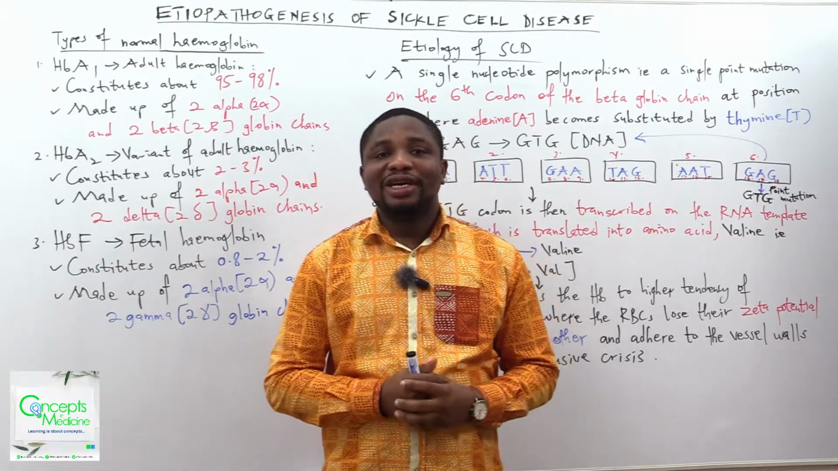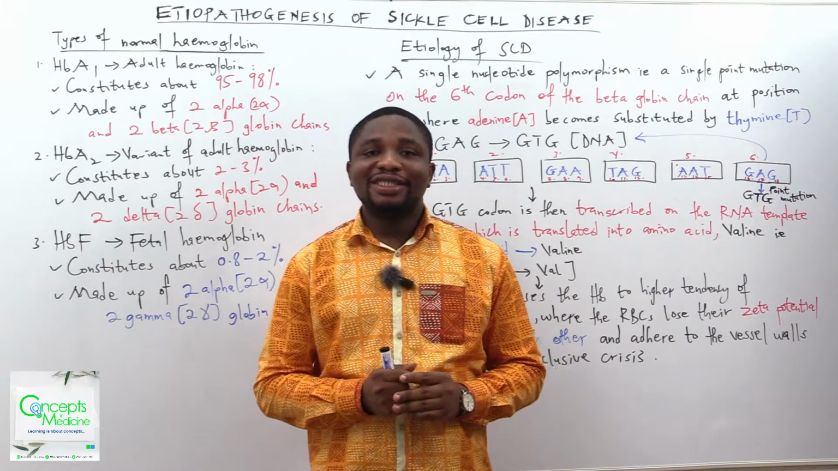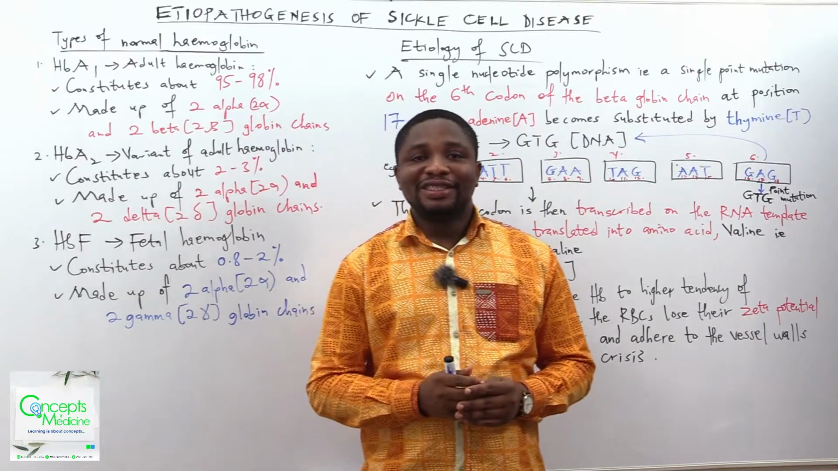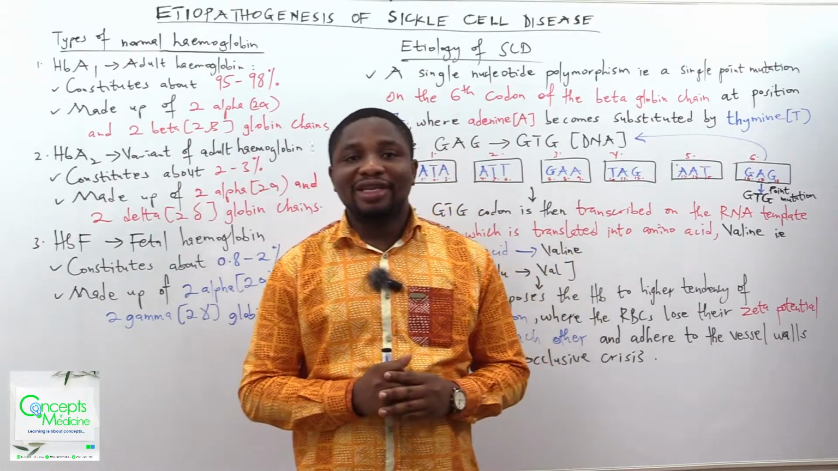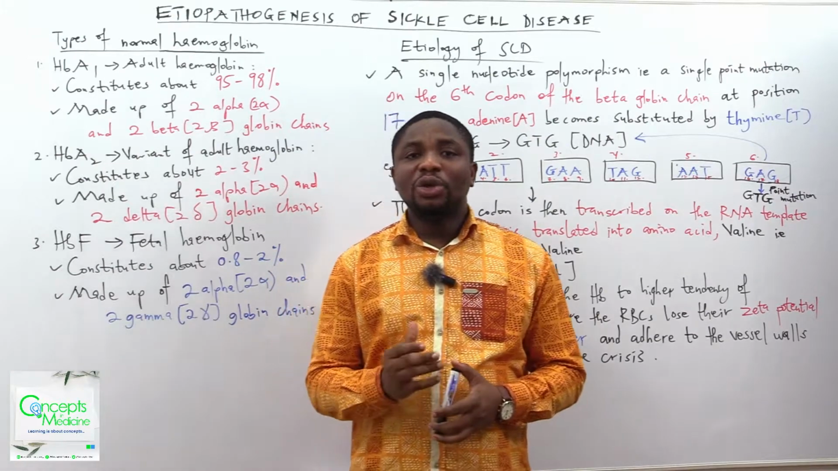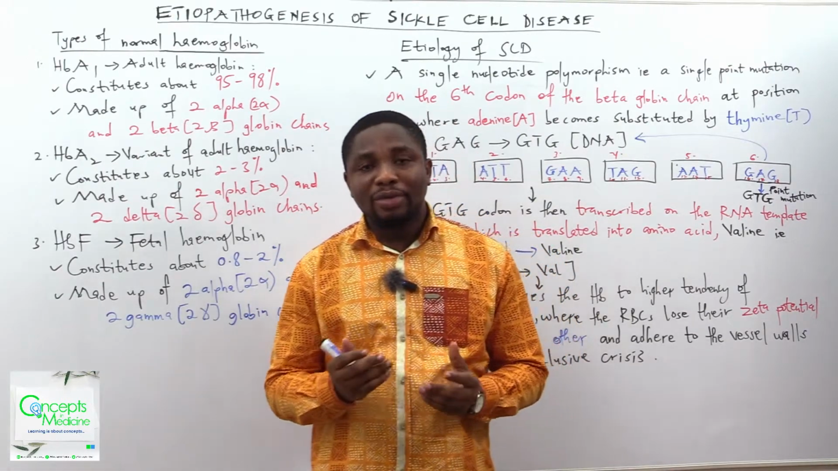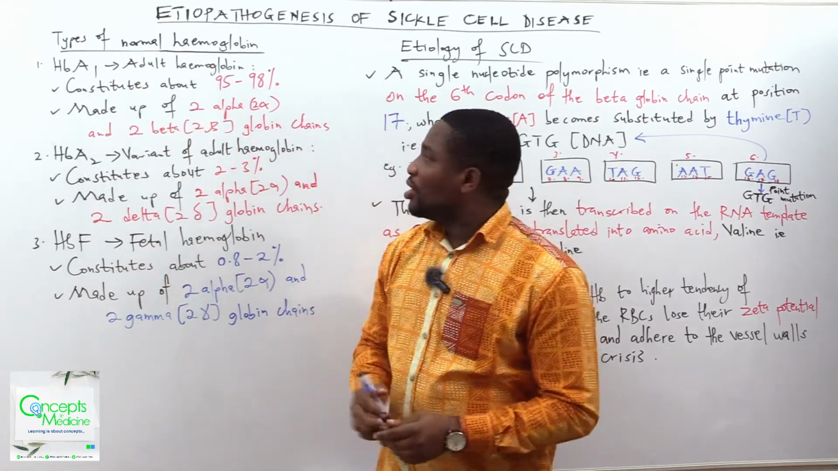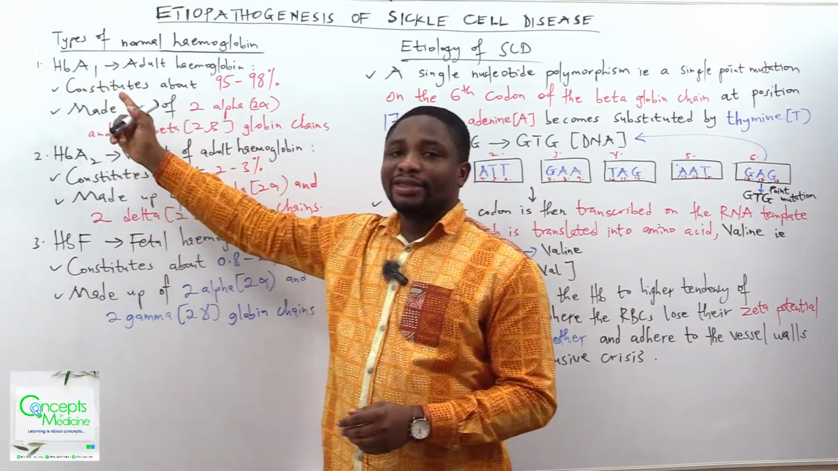Today we are going to be looking at the etiopathogenesis of sickle cell disease. Let's begin by first of all looking at the types of normal hemoglobin. You should know that there are three types of normal hemoglobin. What are they? We have the adult hemoglobin, which is written as HbA1.